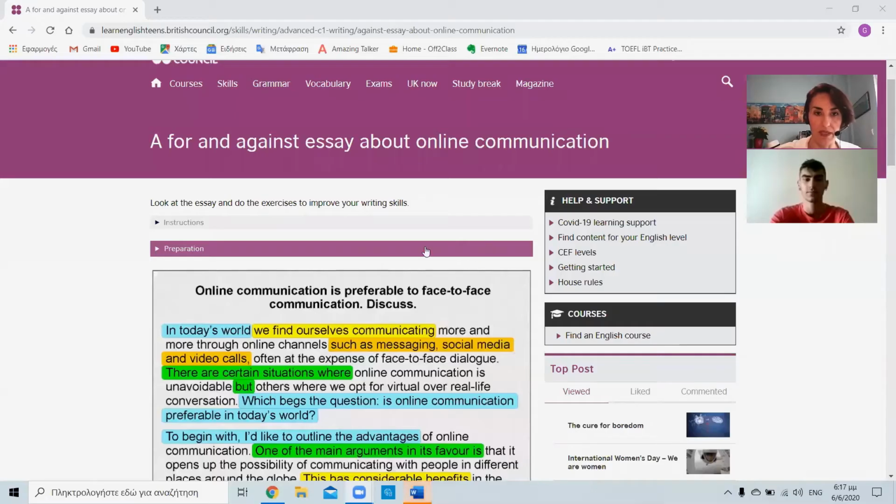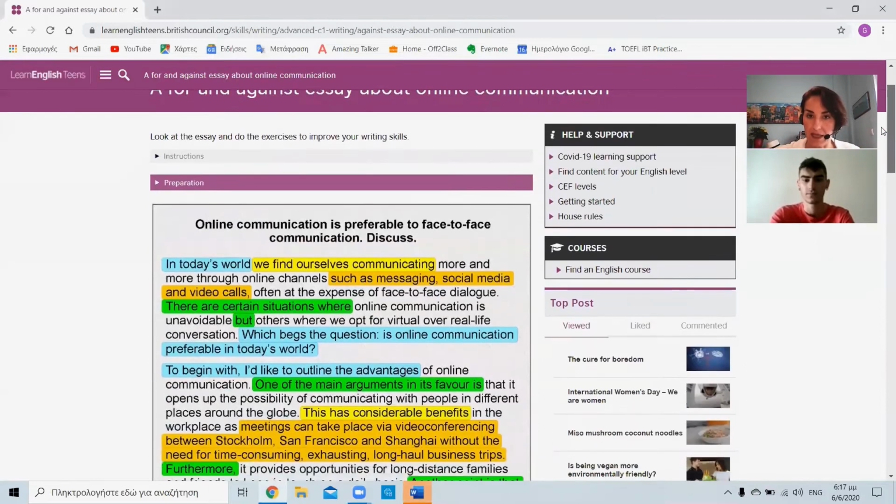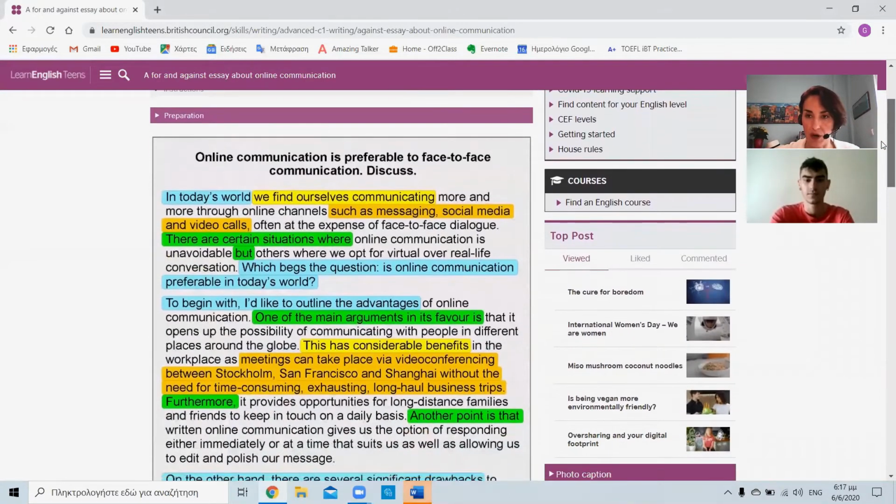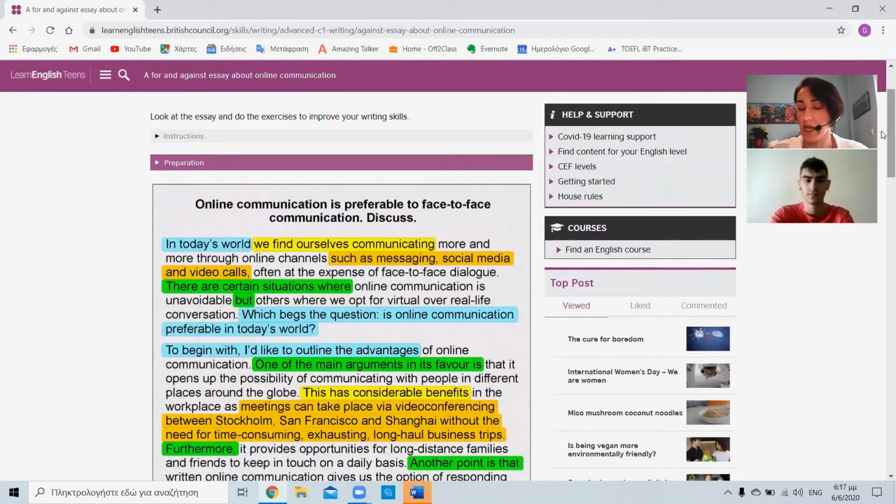So, today we are going to revise writing a bit. We're going to revise how to write essays. We are going to look into an essay about online communication, a for and against essay. We're going to remember how to write an essay. It's going to come back to you, don't worry. This specific model essay was taken from British Council Learn English, so I'm just using it as an example.